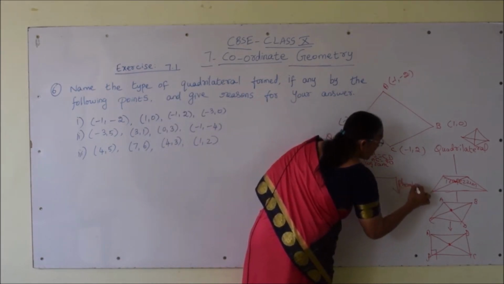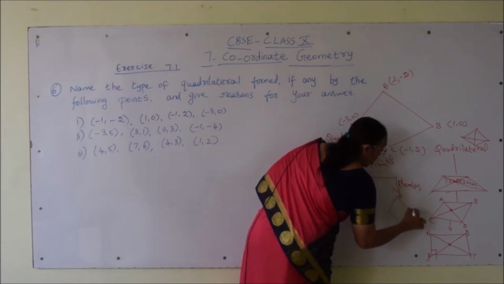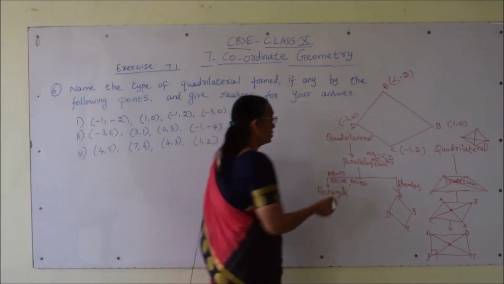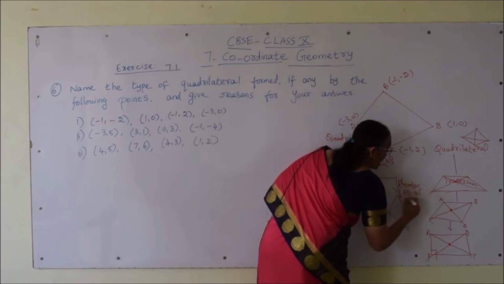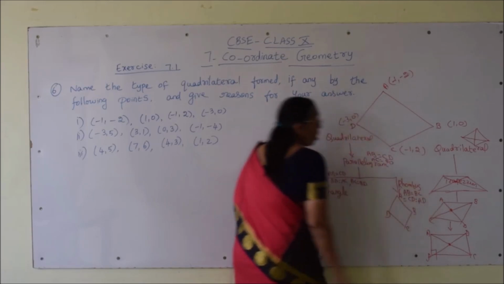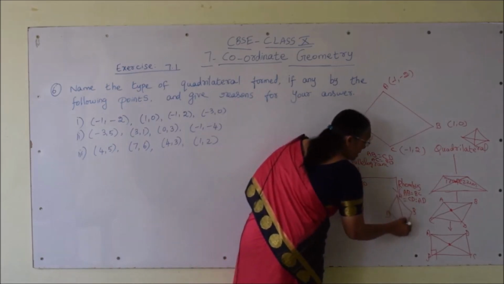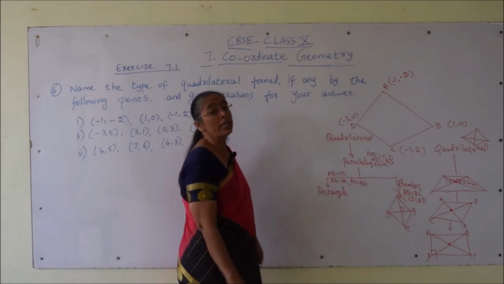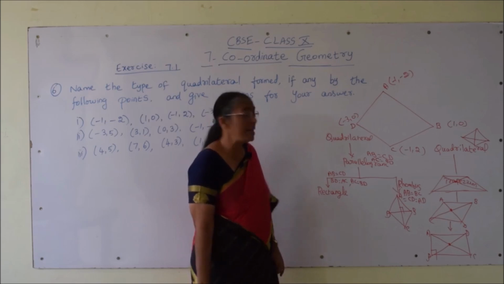A rhombus, when its adjacent sides are also equal. Already opposite sides are equal. So, when its adjacent sides are also equal, that means we should prove the condition AB equals BC equals CD equals AD. That means all its four sides are equal, and diagonals may not be equal, but diagonals will bisect perpendicularly.